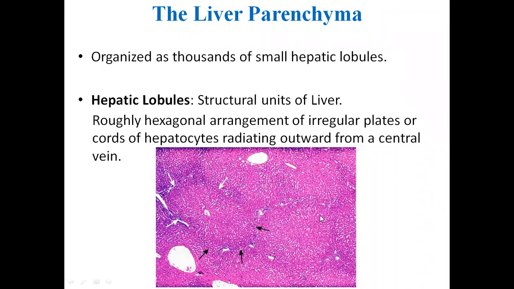It is roughly hexagonal in shape. From the central vein, you can note the cords of hepatocytes radiating outward. In between the cords of hepatocytes are hepatic sinusoids. This is the central vein, and these are the portal triads. Here you can note the portal triads.